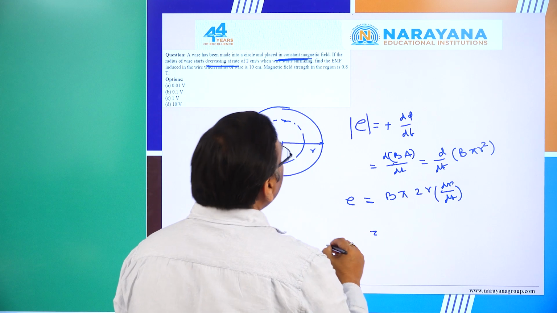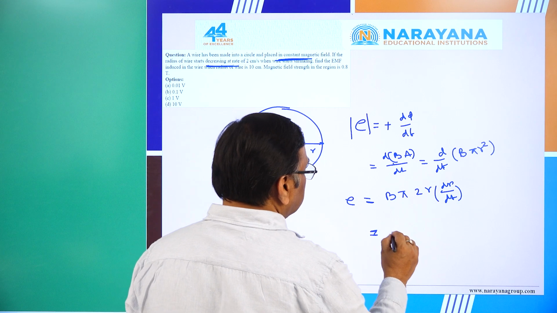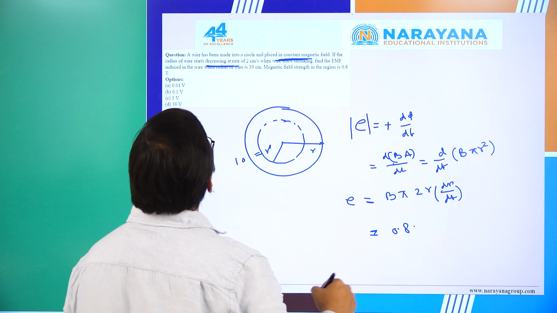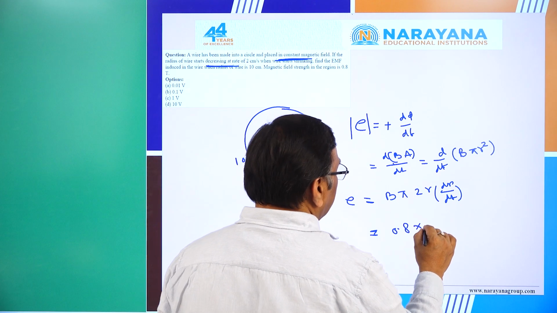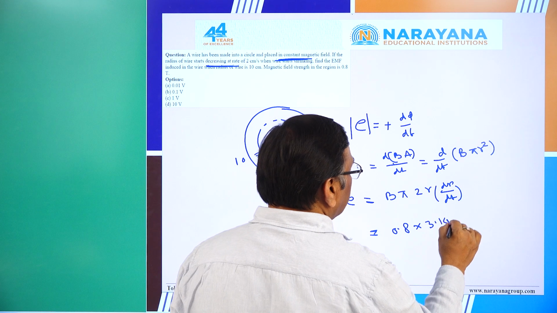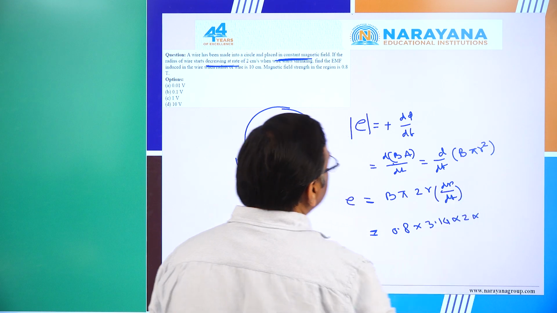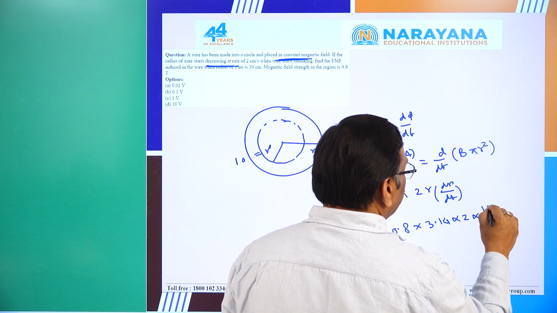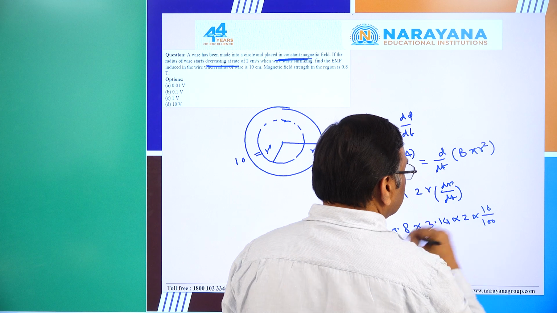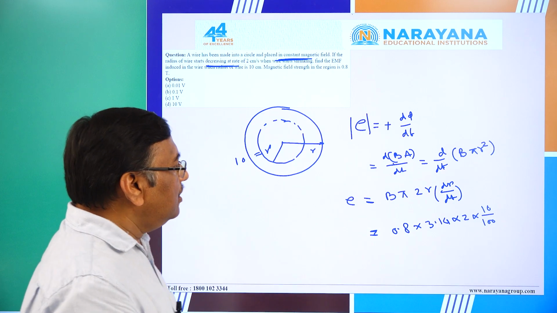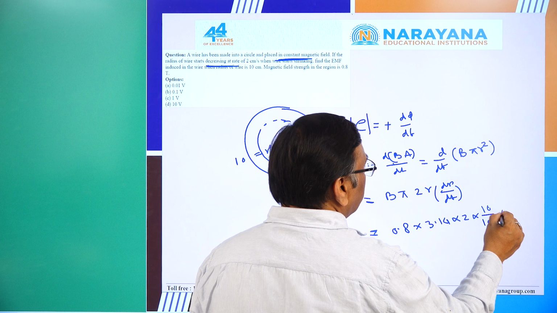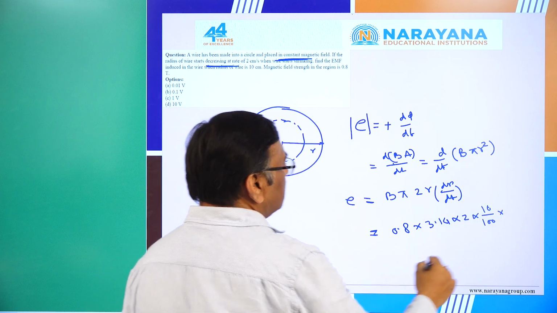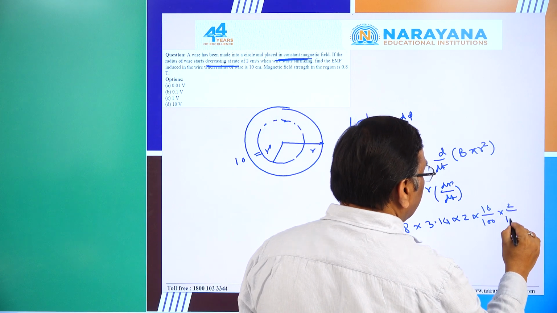What is my value of B? In the question it is given to be 0.8. Now all of you can simplify this easily. Pi, no value is given, so let me take pi as 3.14, into 2, into radius 10 centimeter. 10 centimeter converted into SI is 10 upon 100, into dr upon dt. With what rate your radius is changing is given in the question. Dr is changing at the rate of 2 centimeter per second. I can make it 2 divided by 100 here.